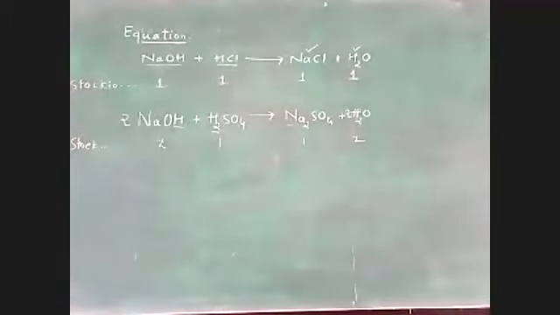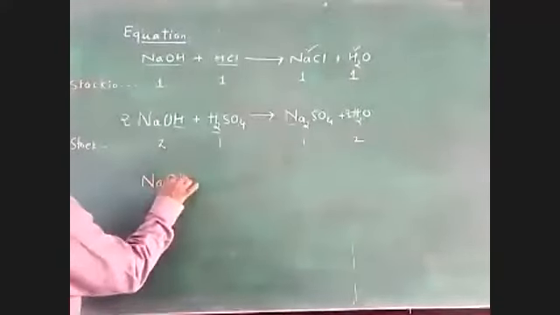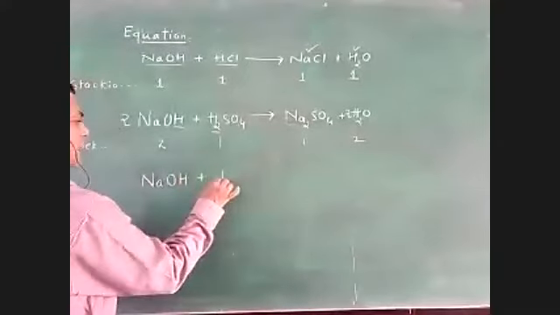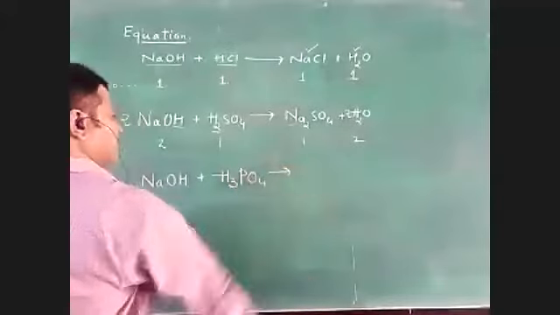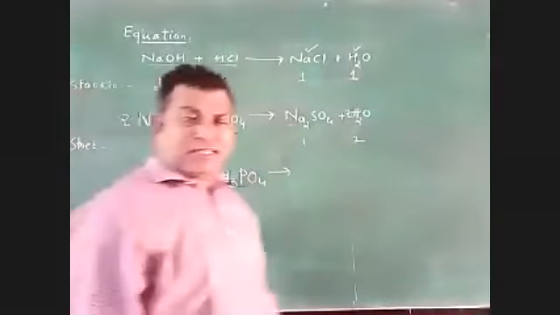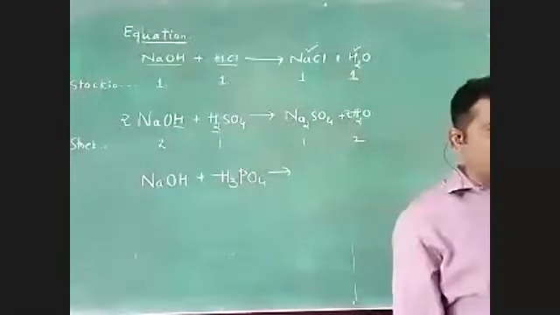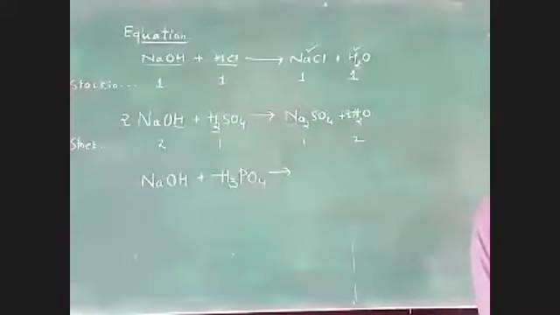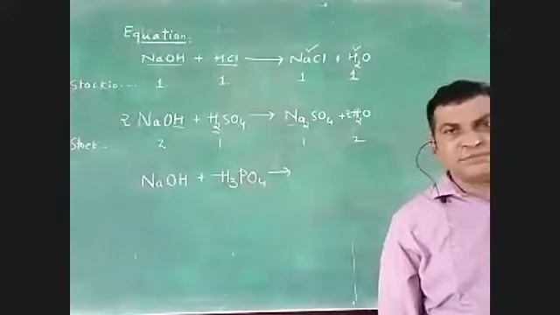So now, dear students, I am going to write a third question. You have to write the product. Again, I am not changing NaOH. NaOH is now going to react with H3PO4. What will be the product? Suggest the product. Here, NaOH is going to react with H3PO4. What will be your suggestion for the product?